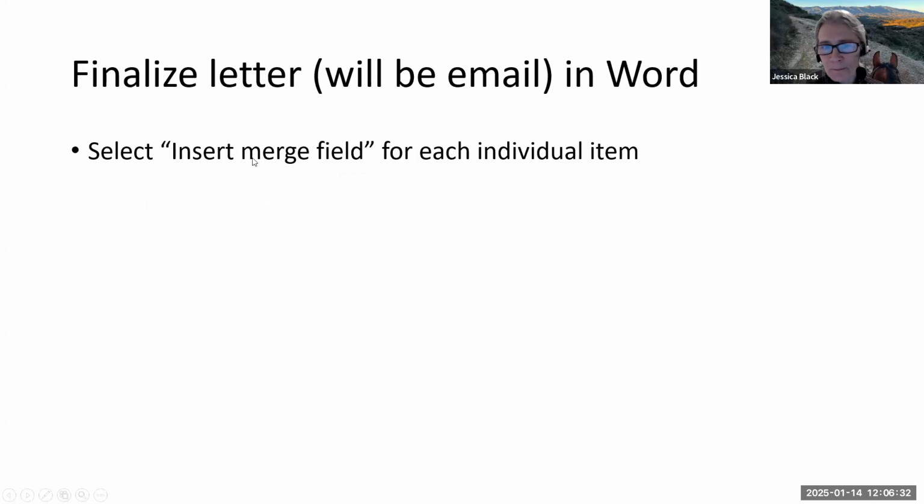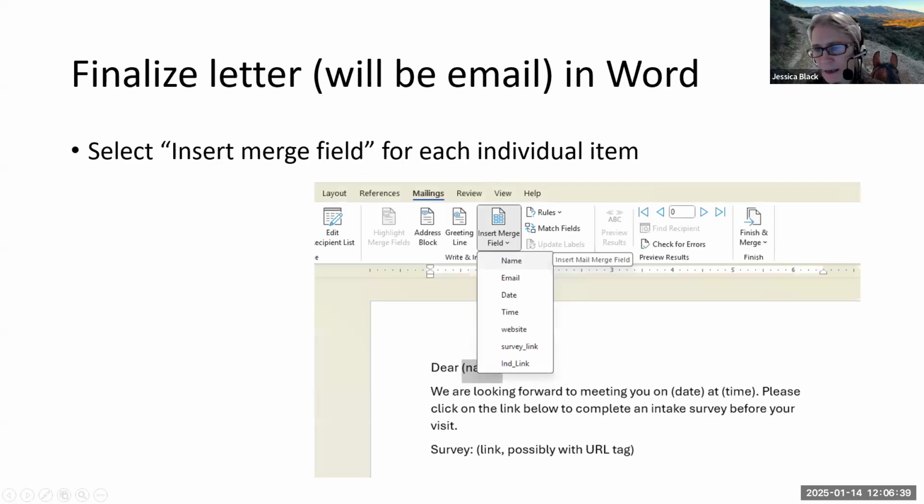you're going to want to finalize that letter by selecting the insert merge field for each individual item. So let me show you what that looks like. So again, we are on the mailings tab, right? And right here where it says insert merge field, if you click right there, a drop down menu is going to come down with all of the columns that you've created in your Excel sheet. Now, if you have not been able to attach your Excel sheet, then this is not going to happen, right?